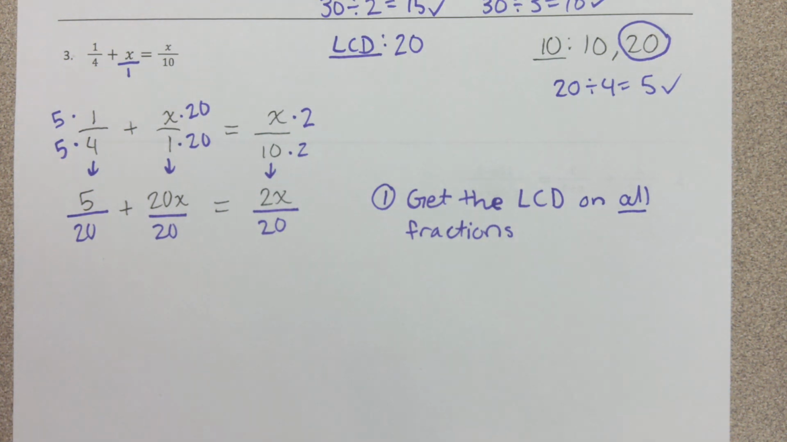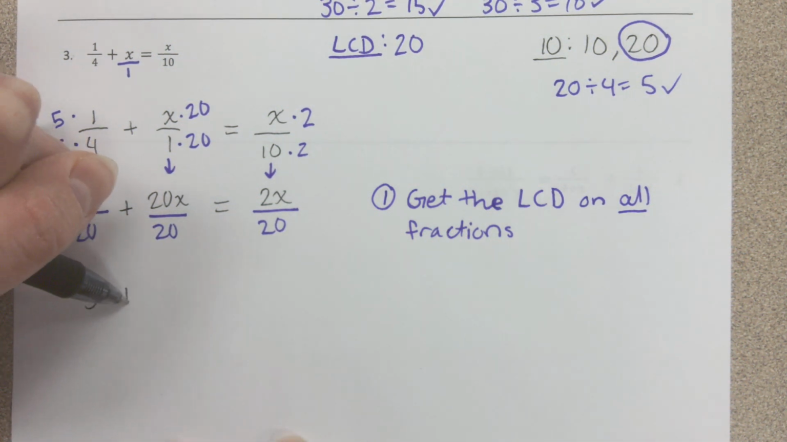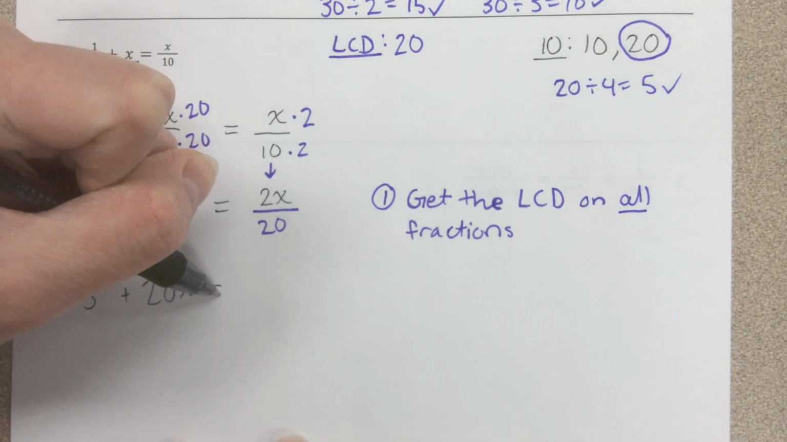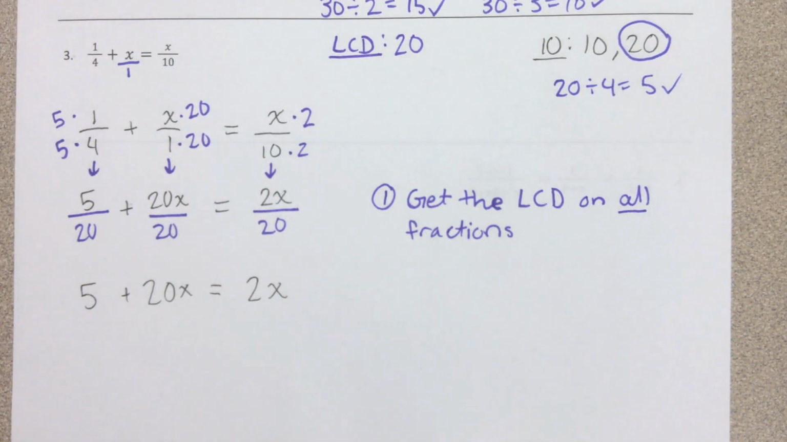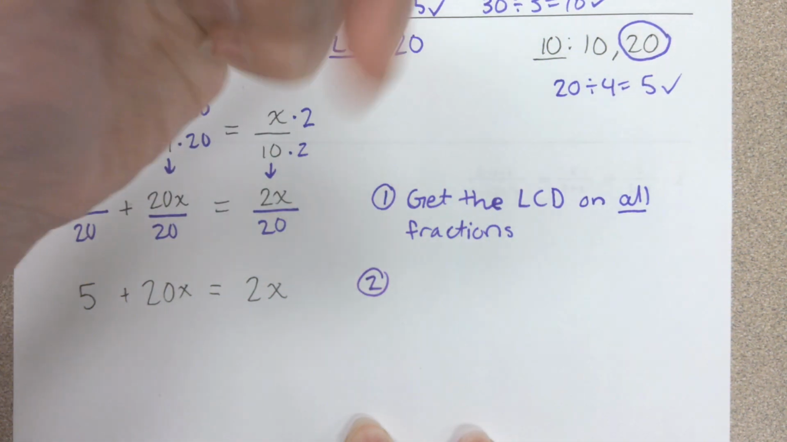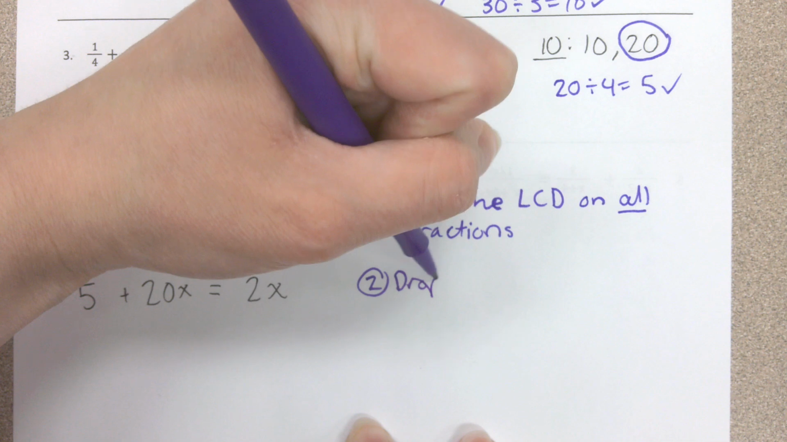You guys are not ready for this next step. Obviously, this looks difficult. I promise it's not. This next step is going to feel illegal, but I promise you 100% you are allowed to do this. We're going to drop those denominators. 5 plus 20x equals 2x. Step 2. Drop the denominators.